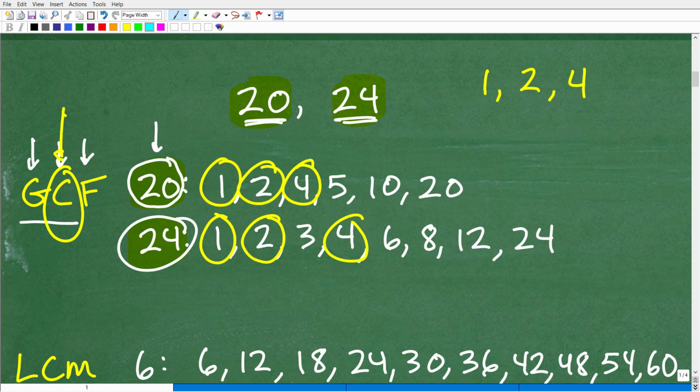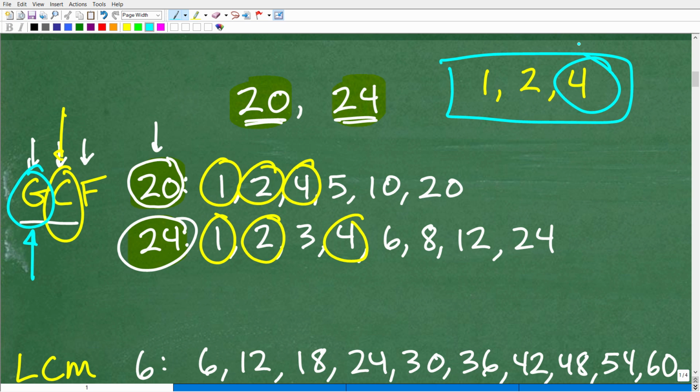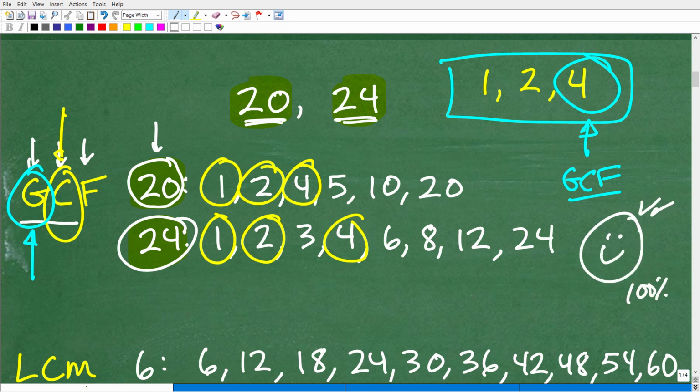All right, so now drum roll, please. Let's go ahead and answer the question. What is the greatest of these common factors? Well, the answer is 4. That is it. That is the GCF. And if you got that right, I must give you a nice little happy face with a few check marks and a 100% for that question. Nice job.